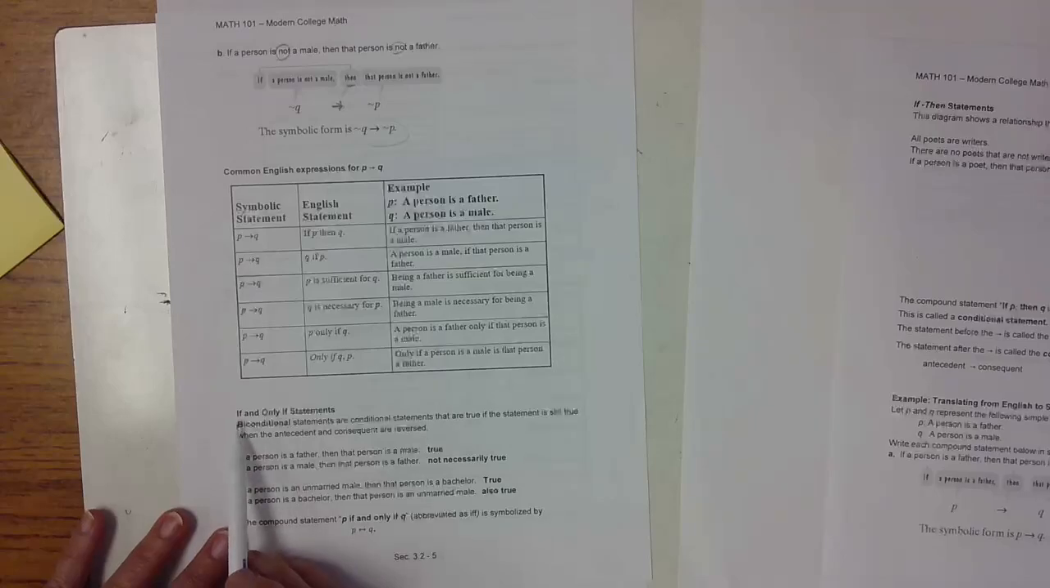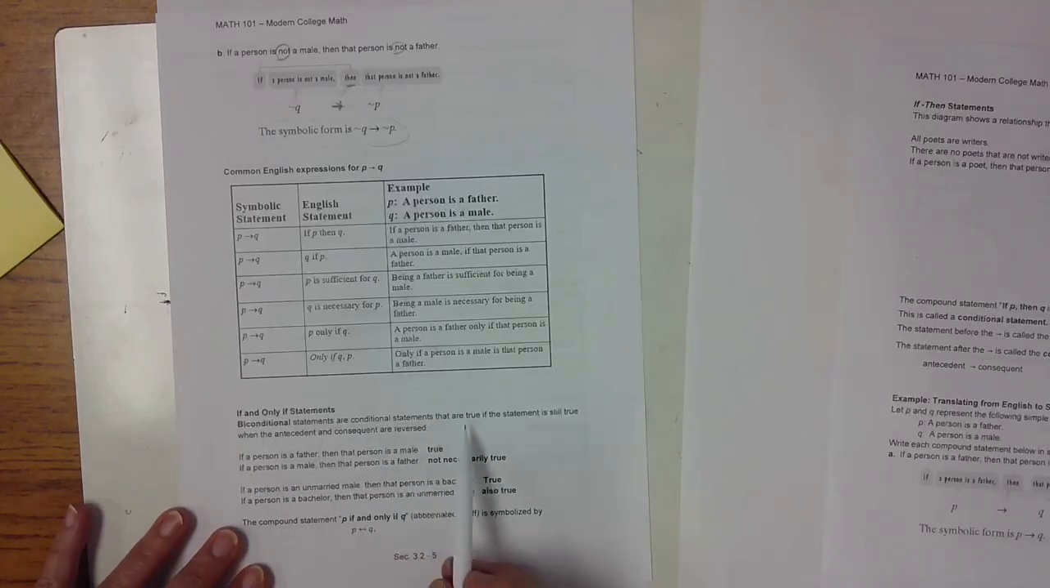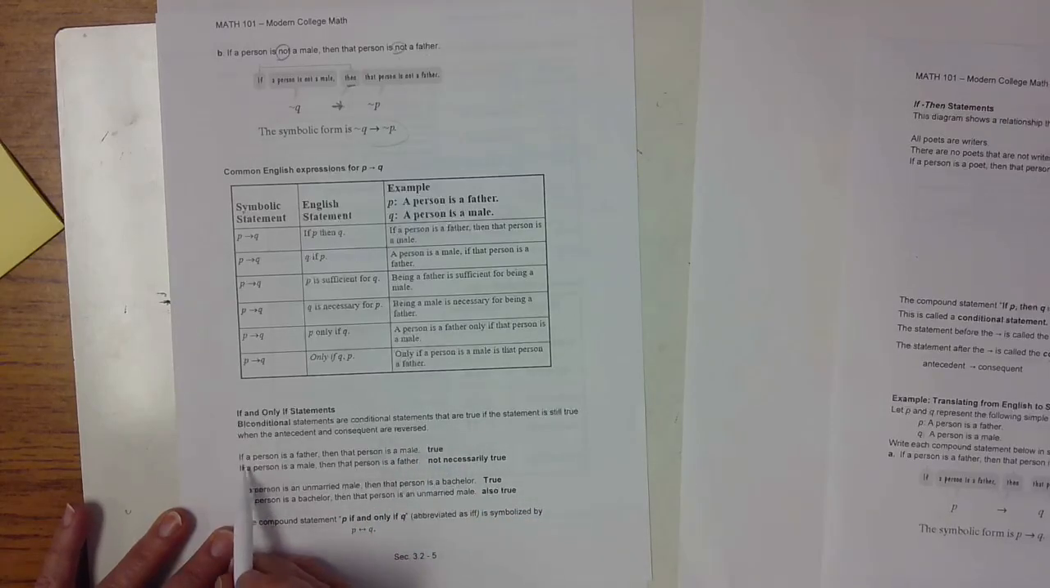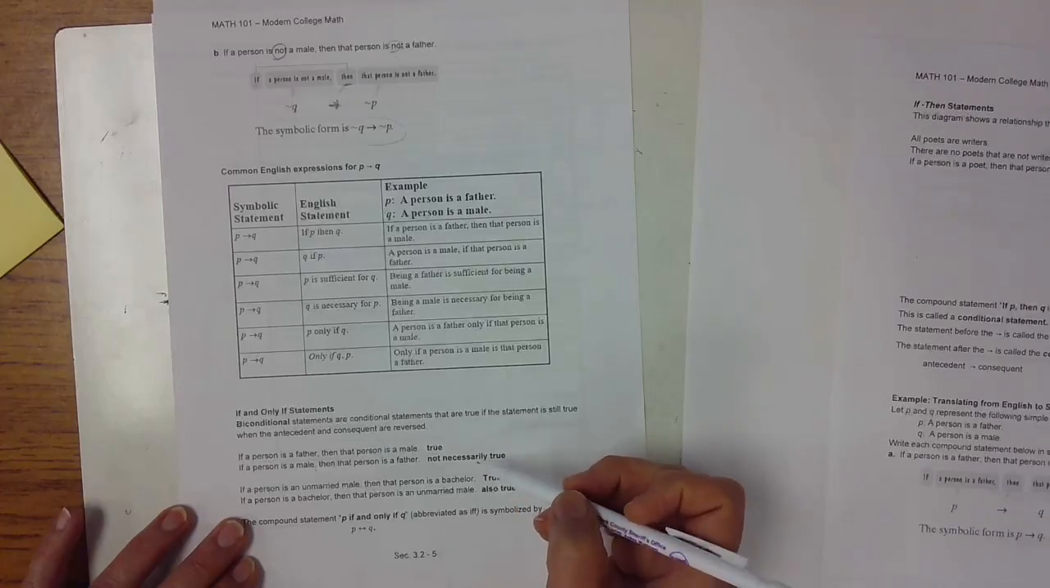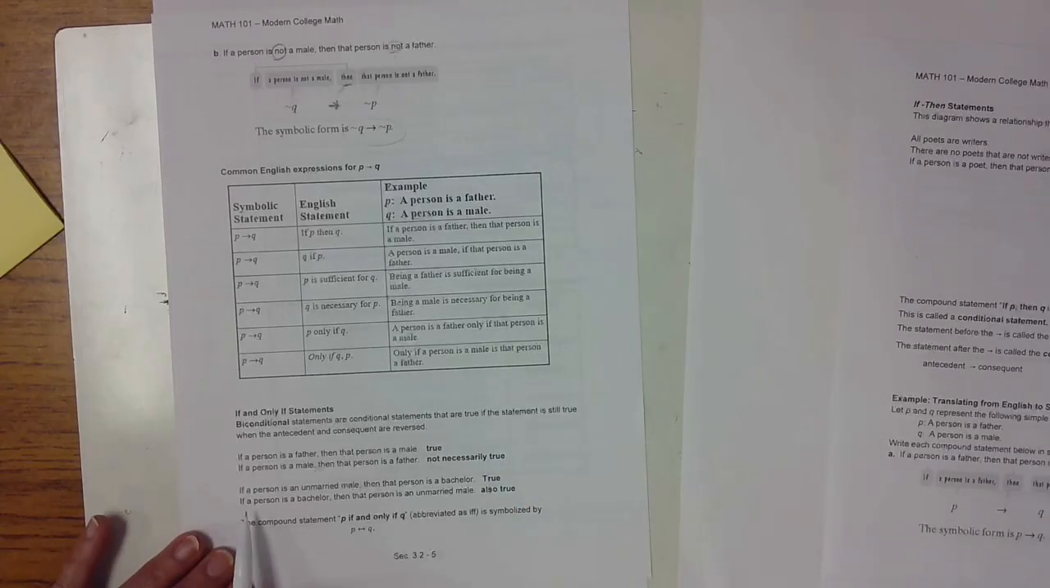In this case, we have biconditional statements. Biconditionals are conditionals that are true if the statement is true when the antecedent and the consequent are reversed. So, in other words, remember, if a person is a father, then the person is male is true. But if we switch those, if a person is male, then the person is a father is not necessarily true. So you're not going to be able to write that as a biconditional. If I have a person is an unmarried male, then the person is a bachelor. If I switch those, a person is a bachelor, then the person is an unmarried male is also true.